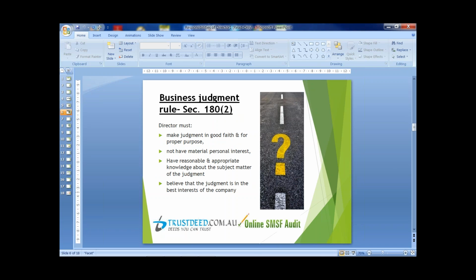Section 180 of the Corporation Act also provides for business judgment rule. Business judgment basically means any decision to take action or not to take action in the best interest of the company in respect of any matter relevant to the company's business. So director has responsibility to judge which action would be in the best interest of the company. There are 4 important checklists to keep in mind for applying business judgment rule. They are: first, to make judgment in good faith and for proper purpose.